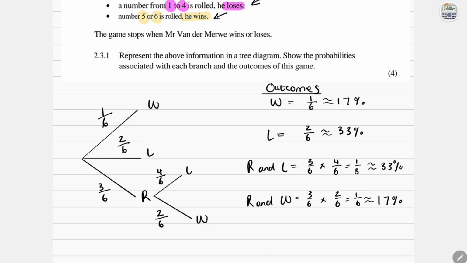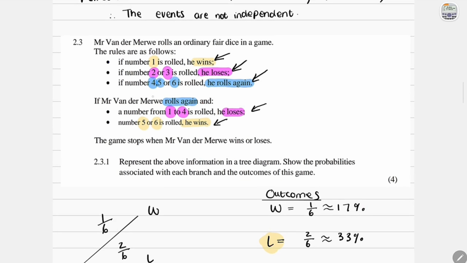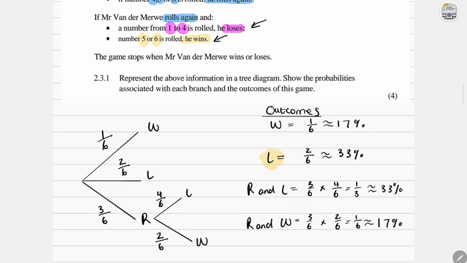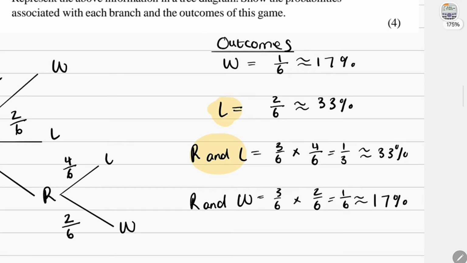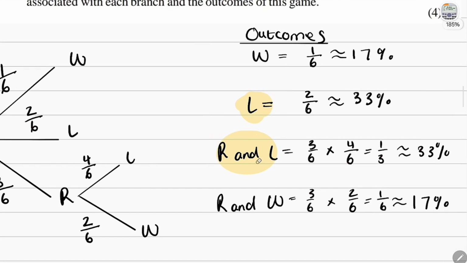So he could either roll and then lose in the first roll, and then that is 2/6. Or, and please take note of the word or, okay? Or he could land on a certain number. So if he lands on 4, 5, or 6, he will get to roll again. So if he gets to roll again and then he loses, then that is a 1/3 chance. Okay, so we could either pick this or this. When you use the word or, it increases the chance of things happening.